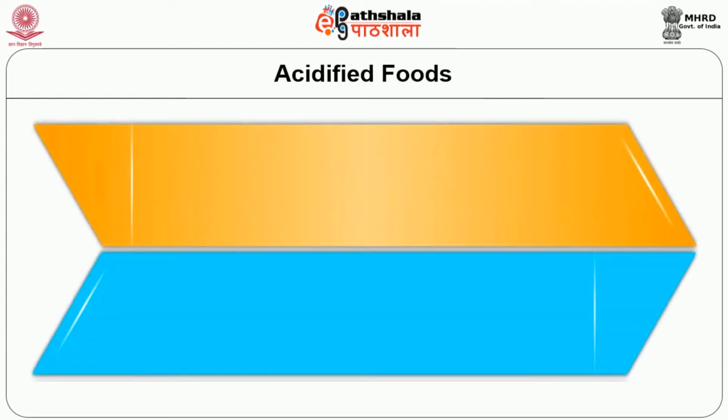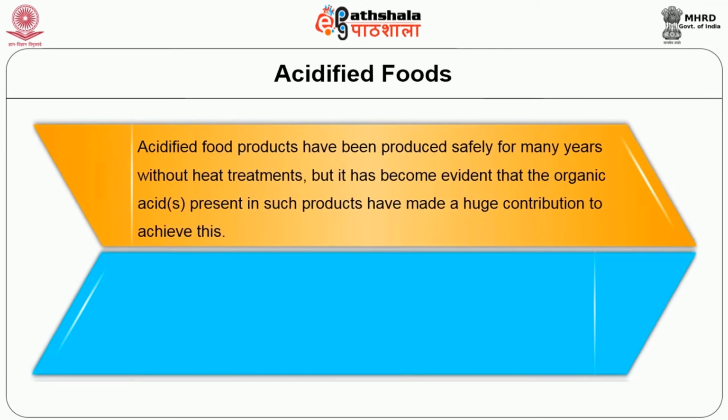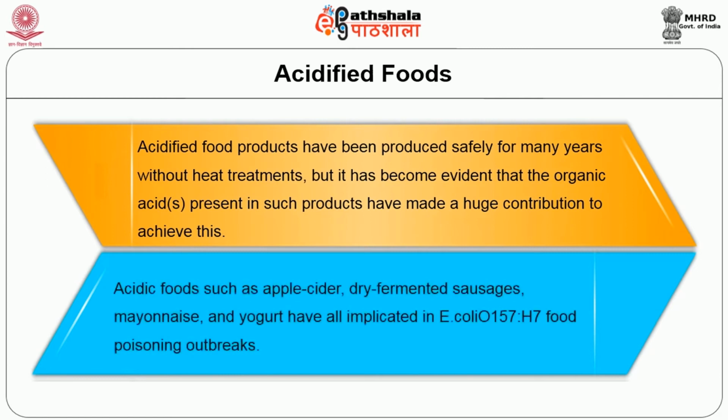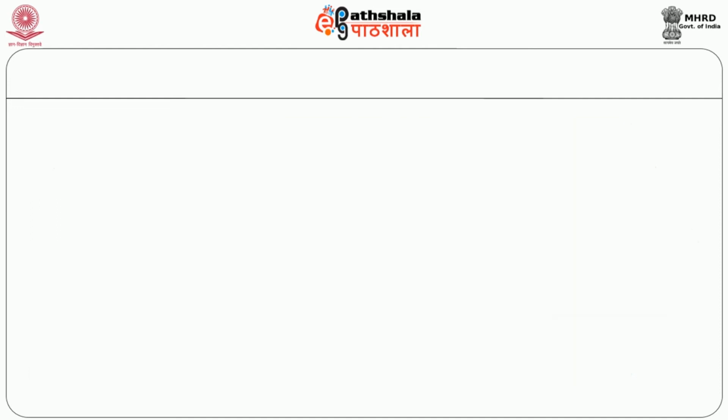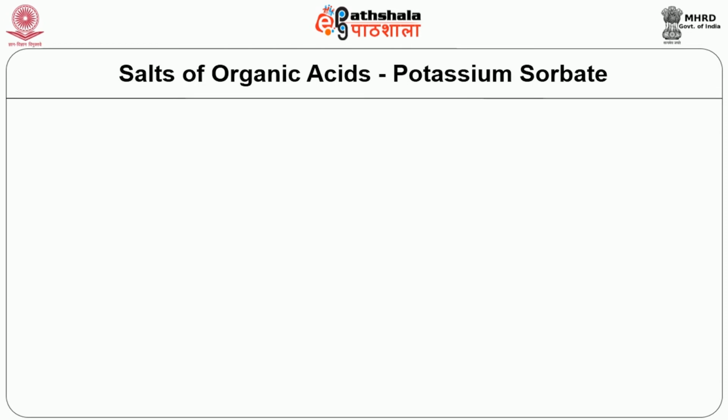Next, acidified foods. Acidified food products have been produced safely for many years without heat treatment, but it has become evident that the organic acids present in such products have made a huge contribution to achieving this. Acidic foods such as apple cider, dry fermented sausages, mayonnaise and yogurt have been implicated in E. coli O157:H7 food poisoning outbreaks.